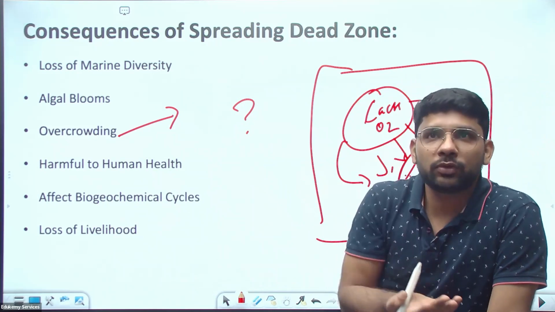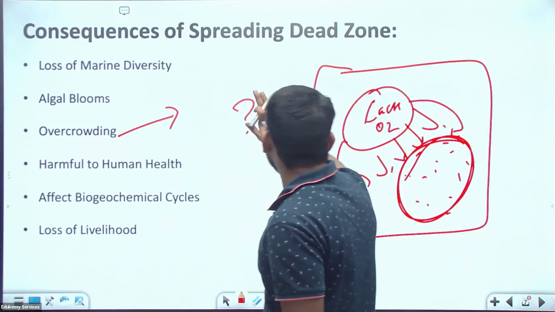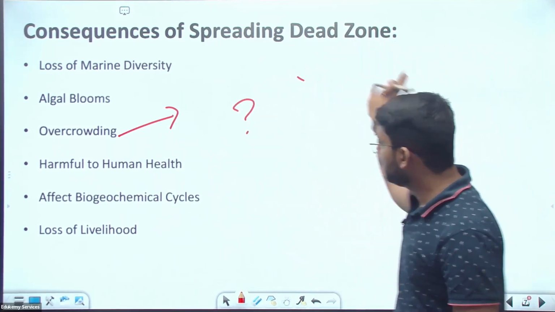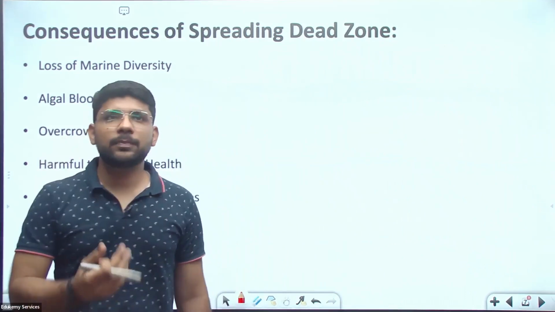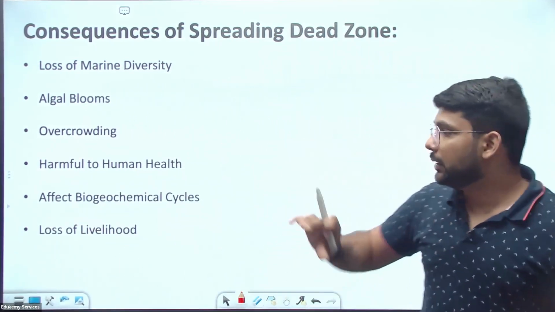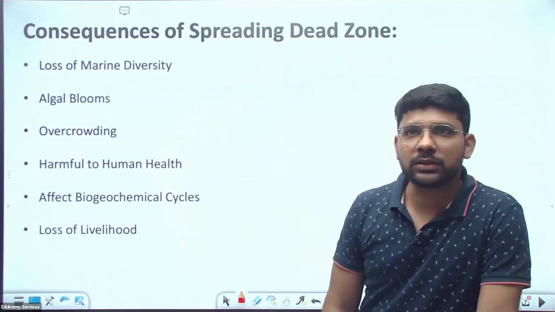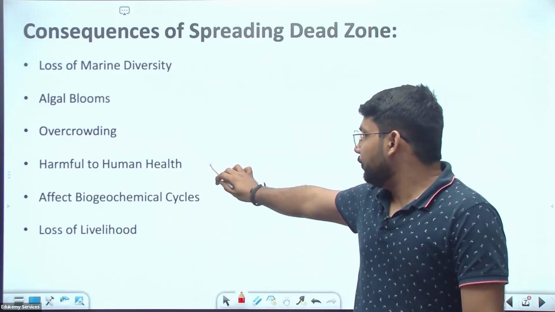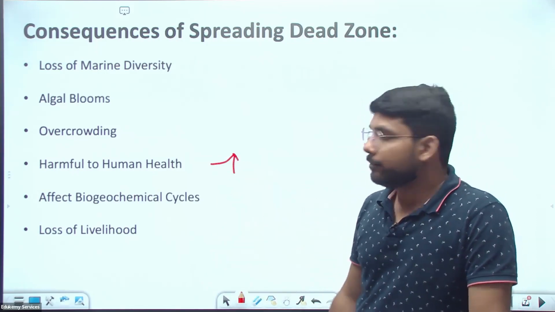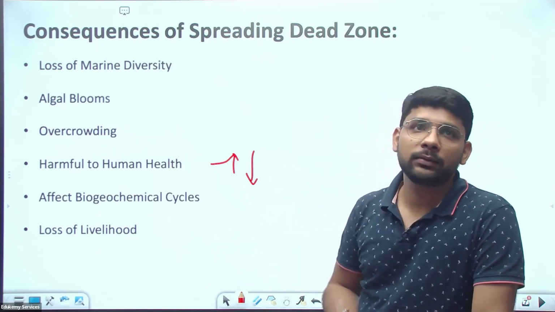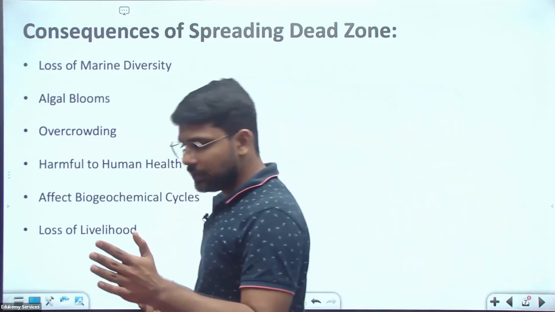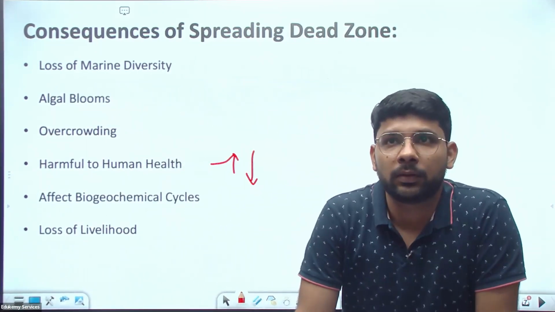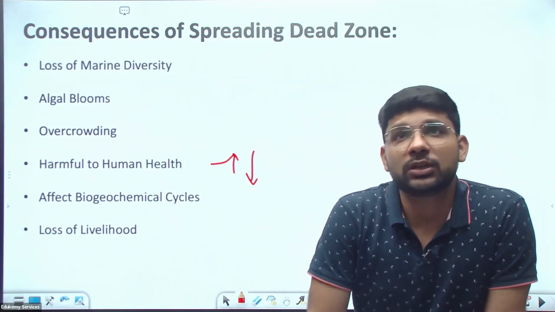Okay, so let's move to the next point. Next is harm to human health. Humans are consuming these marine lives. Many people in India consume fishes and some other marine organisms. If the oxygen level is low, the death of the organisms starts happening. Those who are consuming these fishes and marine lives, maybe it can impact their health. There can be various issues related to human health.